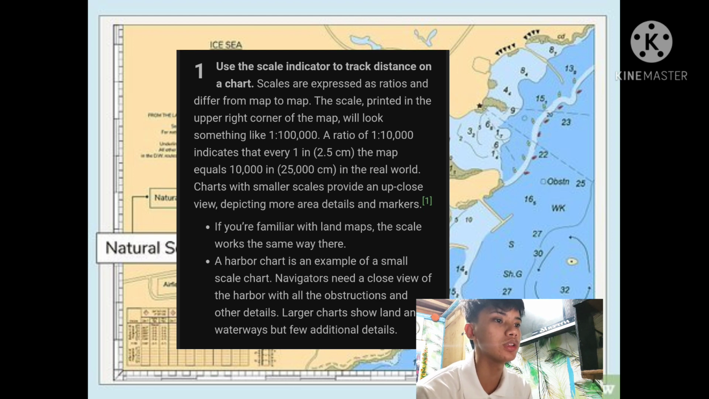If you're familiar with land maps, the scale works the same way there. A harbor chart is an example of a small-scale chart. Navigators need a close view of the harbor with all the obstructions and other details. Larger-scale charts show land and waterways but few additional details.